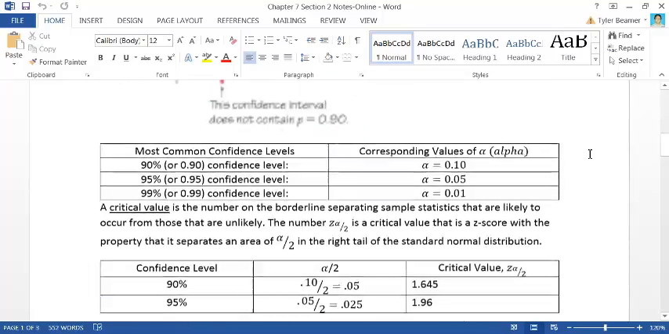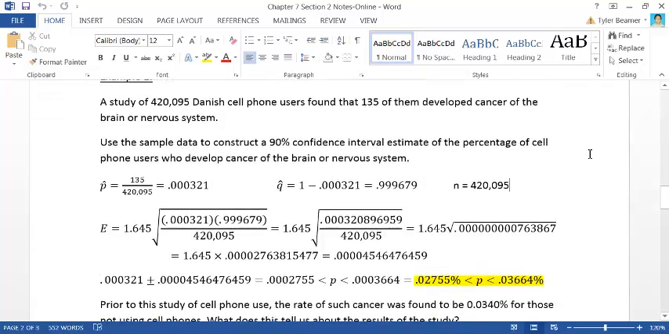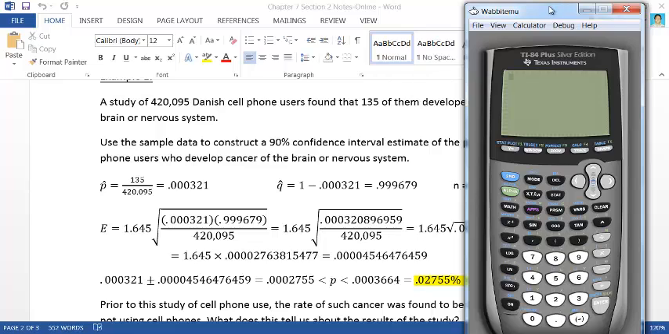We're going to use example 1 as our problem that we will do using the graphing calculator to find the confidence interval. It says a study of 420,095 Danish cell phone users found that 135 of them developed cancer of the brain or nervous system. Use the sample data to construct a 90% confidence interval estimate of the percentage of cell phone users who develop cancer of the brain or nervous system. Okay, so we'll show how to use the calculator as an aid in finding that confidence interval.